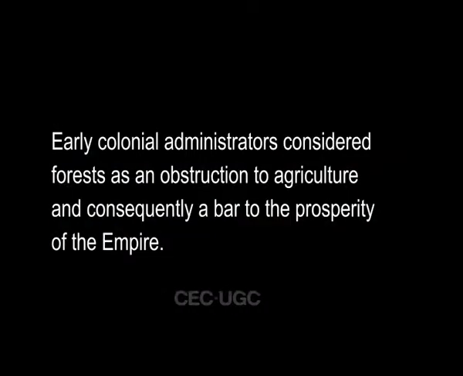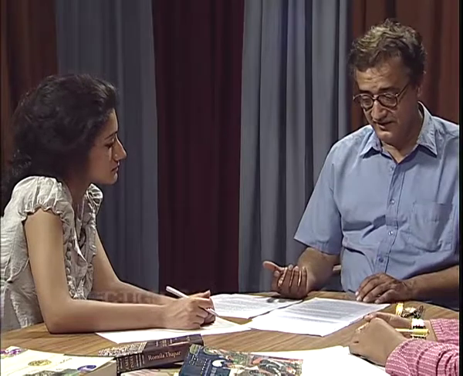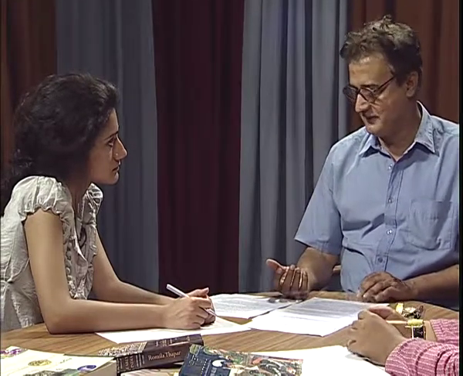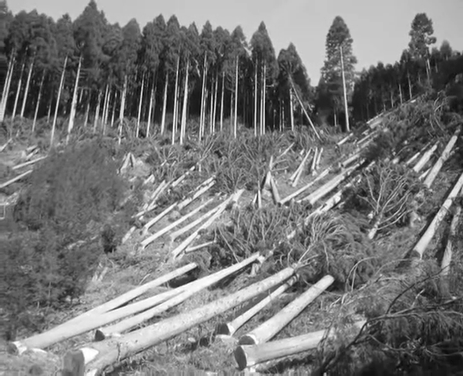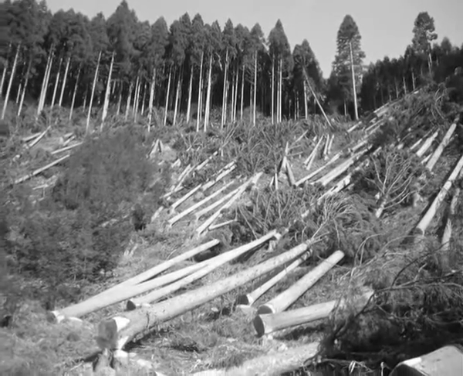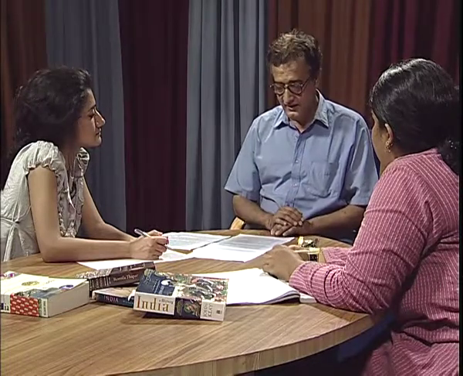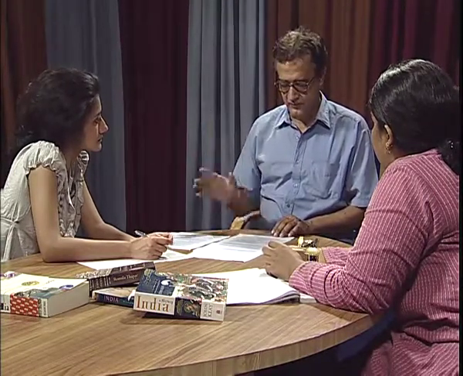Ironically, some people said that forests are an obstruction to agriculture and consequently a bar to the prosperity of the empire. Forests obstructed agriculture. Yes, it did obstruct agriculture. And it was a bar to the prosperity of the empire. So destroy the forests to bring more and more land under the soil and employ people, sharecroppers and others, exploit them to the worst extent possible, and draw surplus and siphon off that surplus to the metropolis.